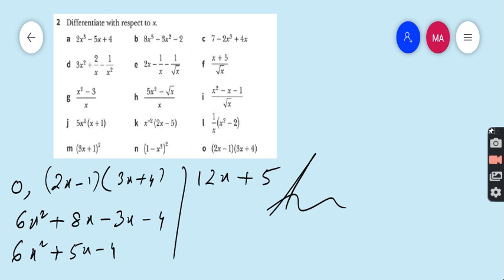So hope you enjoyed it. This is very easy. Move to question number 3.